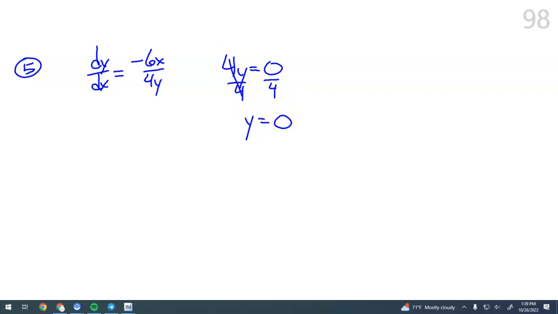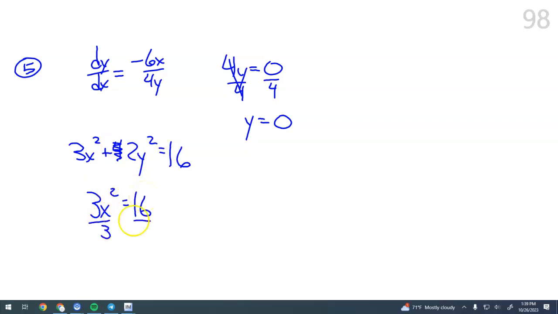But my job is to find vertical tangent lines. That is a horizontal line, right? Y equals number is horizontal. So I gotta find the x value that goes with it. So I gotta go back to my original equation. Plug in 0 for y. And solve for x. So you'll get x equals plus or minus root 16 over 3. And I know you can pull the 4 out on top, but you don't have to.